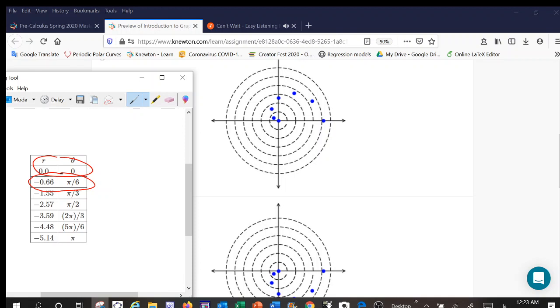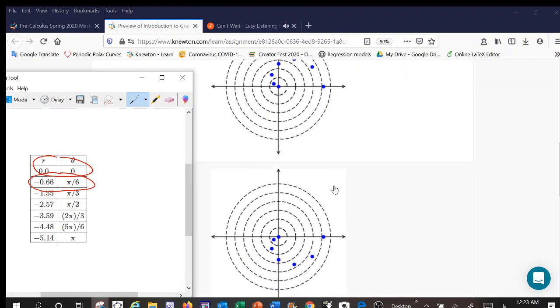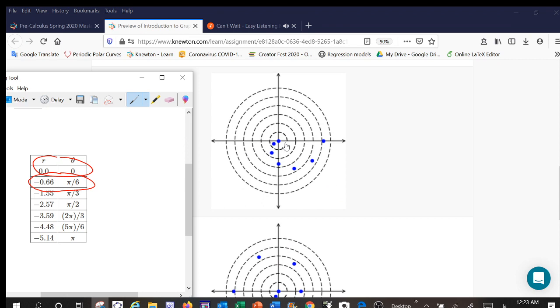So if you consider that to be pi over 6, which is 30 degrees, then we have to go the other way, because if this is the angle, r is negative, we have to go the other direction. So it's going to be over here somewhere. So that can be the answer. What about this one? Again, we check and see if we can get, see these are all negative values, right? So at pi over 6, we had negative 0.66.